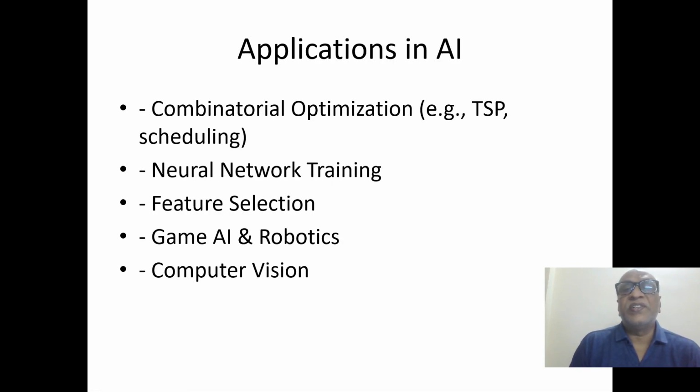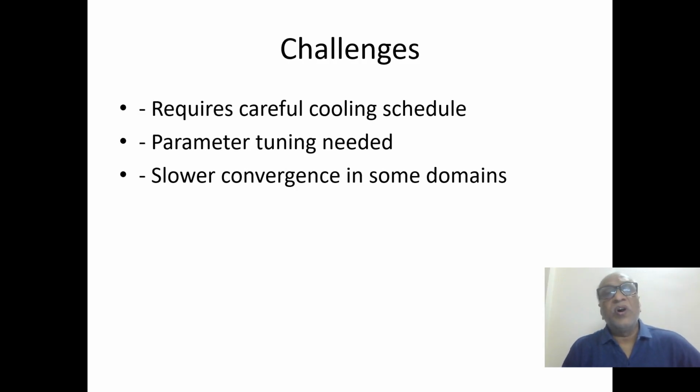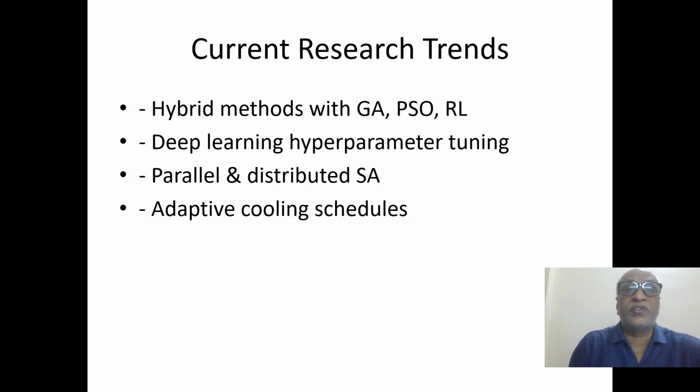What are the applications in artificial intelligence? Many combinatorial optimization problems, for example, the traveling salesman problem, scheduling, neural network training, feature selection, game AI and robotics, computer vision. What are the challenges of simulated annealing? It requires a careful cooling schedule. It needs parameter tuning. It converges slowly in some domains.